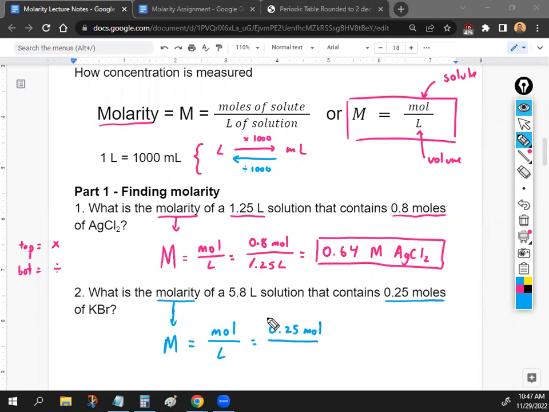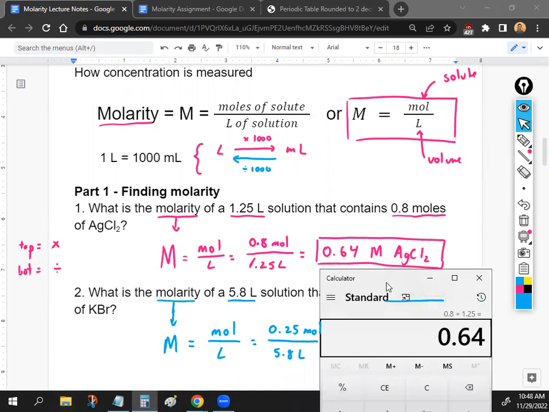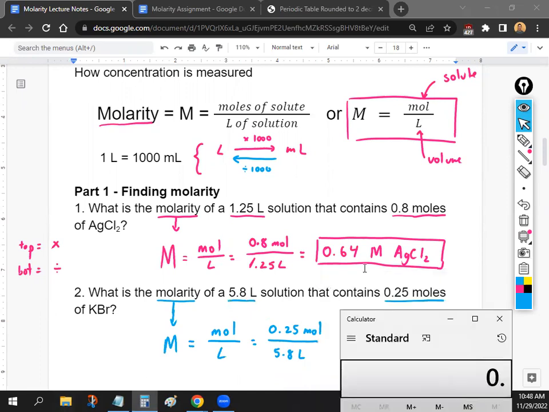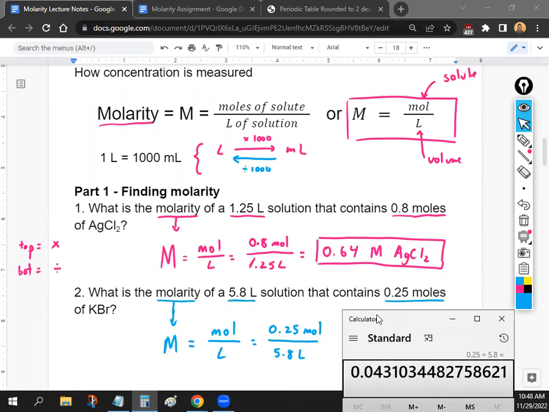And then how many liters are in the solution? 5.8. Yeah, 5.8. So we're going to put 5.8 on the bottom. Okay, so that's what you should get for your fraction. Now we just need to plug and chug in the calculator. So we're going to do 0.25 divided by 5.8, and then we get a final answer of 0.043.